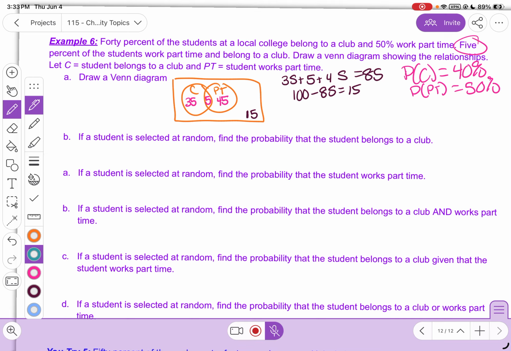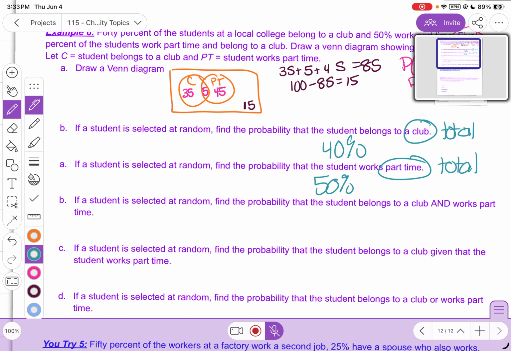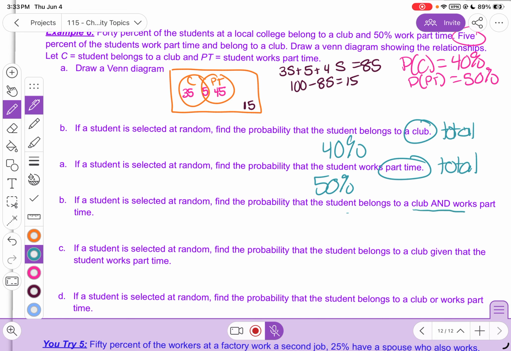A student is selected at random. Find the probability they belong to a club. It doesn't say only a club, so we want club total. So that's 40%. A student is selected at random. Find the probability they work part-time. It doesn't say only, so we do part-time total, 50%. Find the probability they belong to a club and part-time. So club and part-time, that's the overlap, that's 5%.